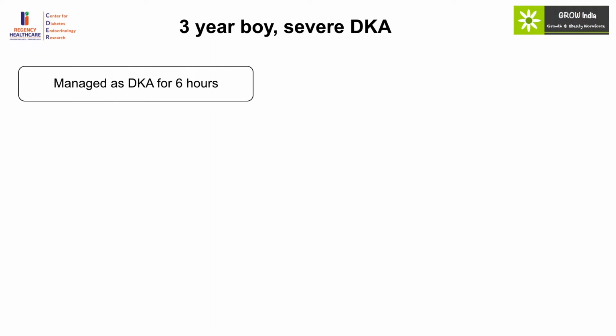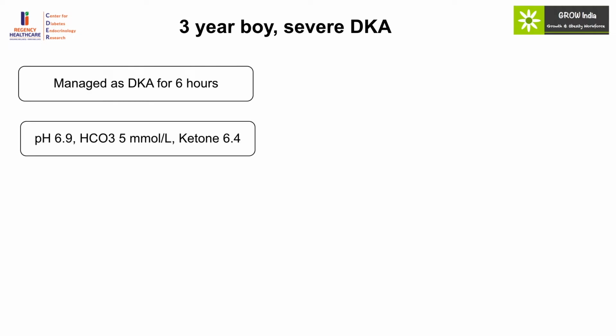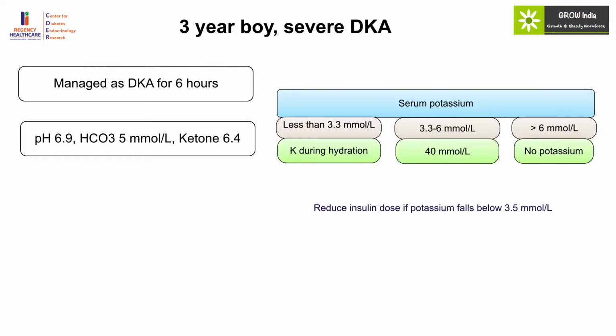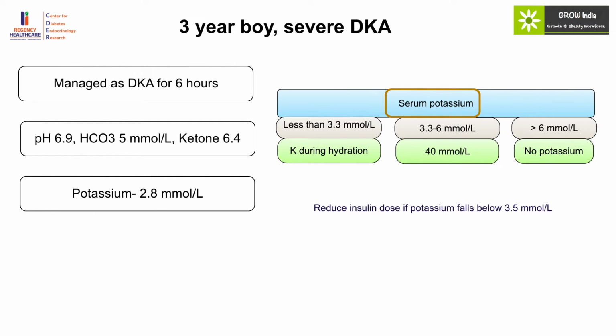A 3-year-old boy with severe diabetic ketoacidosis, again managed in a peripheral center, presenting with severe metabolic acidosis with pH of 6.9 and bicarb of 5. What is very important here is to really look at the potassium level, because two conditions which are very common in a peripheral management are the development of cerebral edema and hypokalemia. And what was found in this setting was the potassium level was 2.8. So definitely this child is at a high risk.